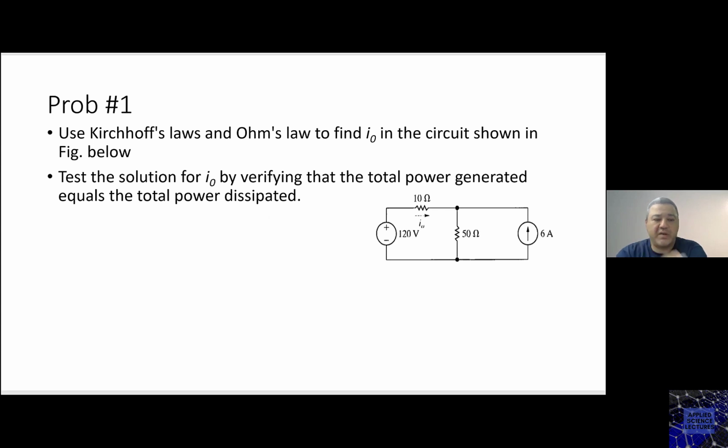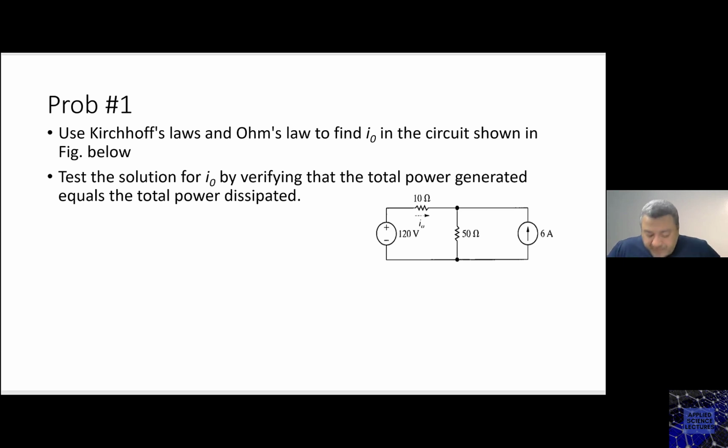Problem number one asks the following: use Kirchhoff's laws and Ohm's law to find I naught in the circuit shown in the figure below. So here we have the current going into the 10 ohm is I naught, right? Second part, test the solution for I naught by verifying that the total power generated equals the total power dissipated. The question here wants to assess my understanding of applying Ohm's law and Kirchhoff's laws. In Kirchhoff's laws, we have the KVL and we have the KCL as well.